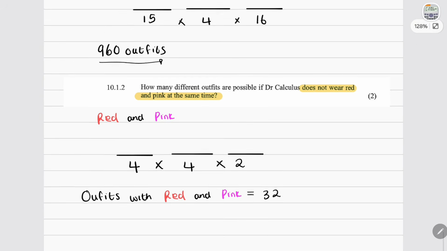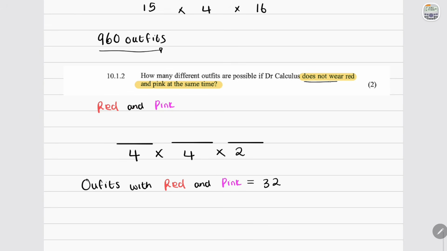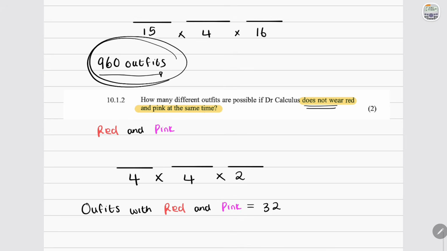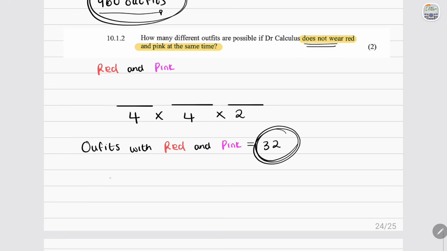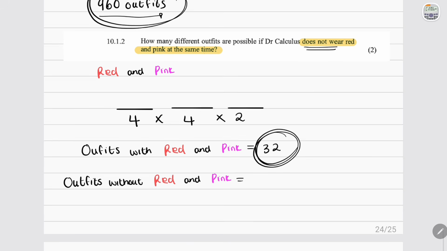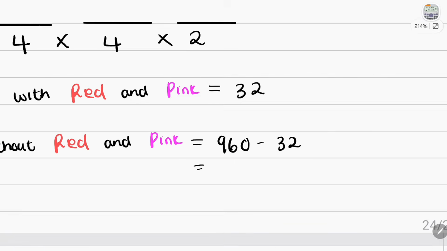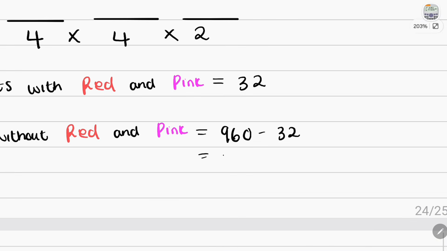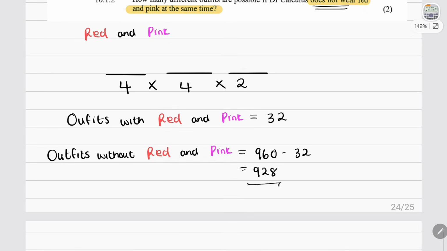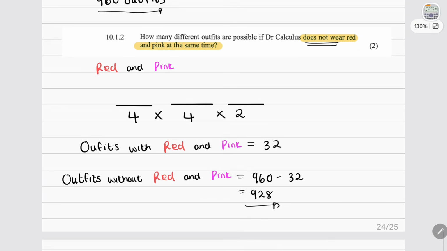So for the total outfits where he does not wear red and pink, you take the total outfits that he can make up with all his clothes, remove the ones with red and pink, and that will give you the ones that don't include red and pink. So you're going to just say the total 960 minus the 32 outfits, and we can get our answer here. That is just going to be 928. So a total of 928 outfits. Moving on to the next question.